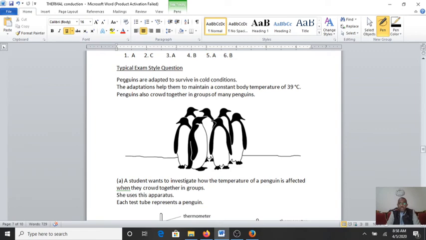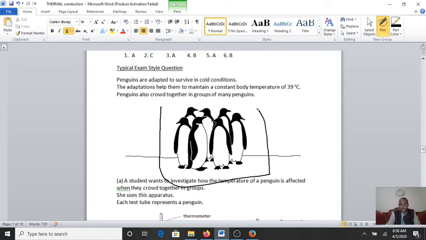So we're told penguins are adapted to survive in cold conditions. You can see these very beautiful birds. The adaptations help them to maintain a constant body temperature. Penguins also crowd together, so they have body features adapted for cold conditions. And also when they come together like this, they minimize heat loss.